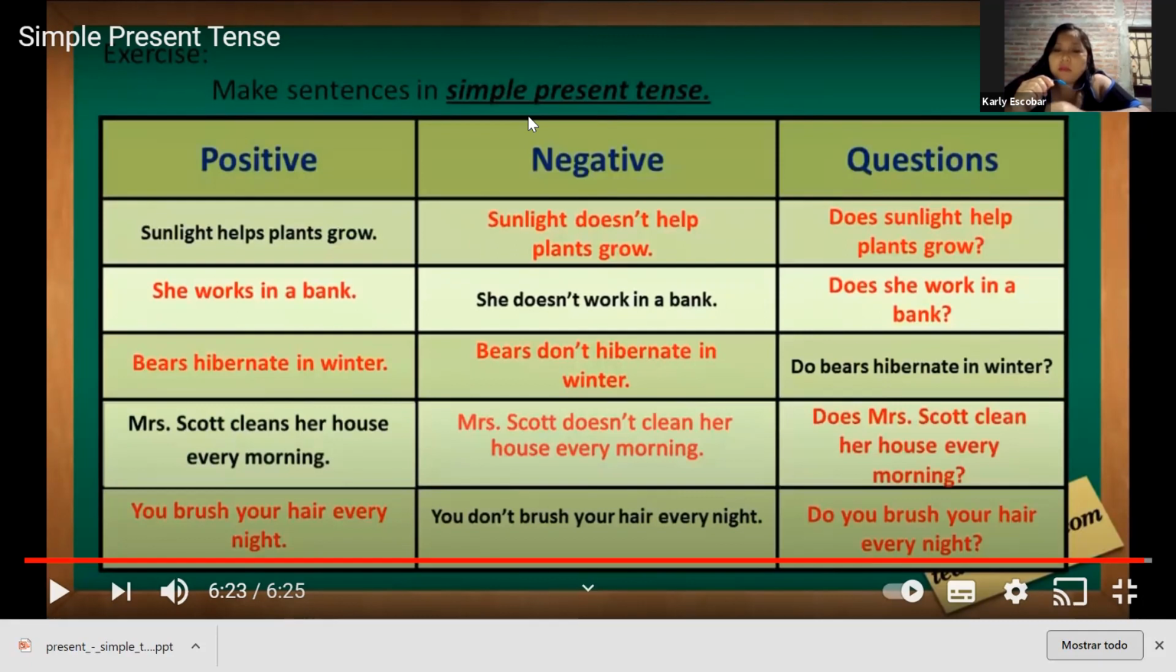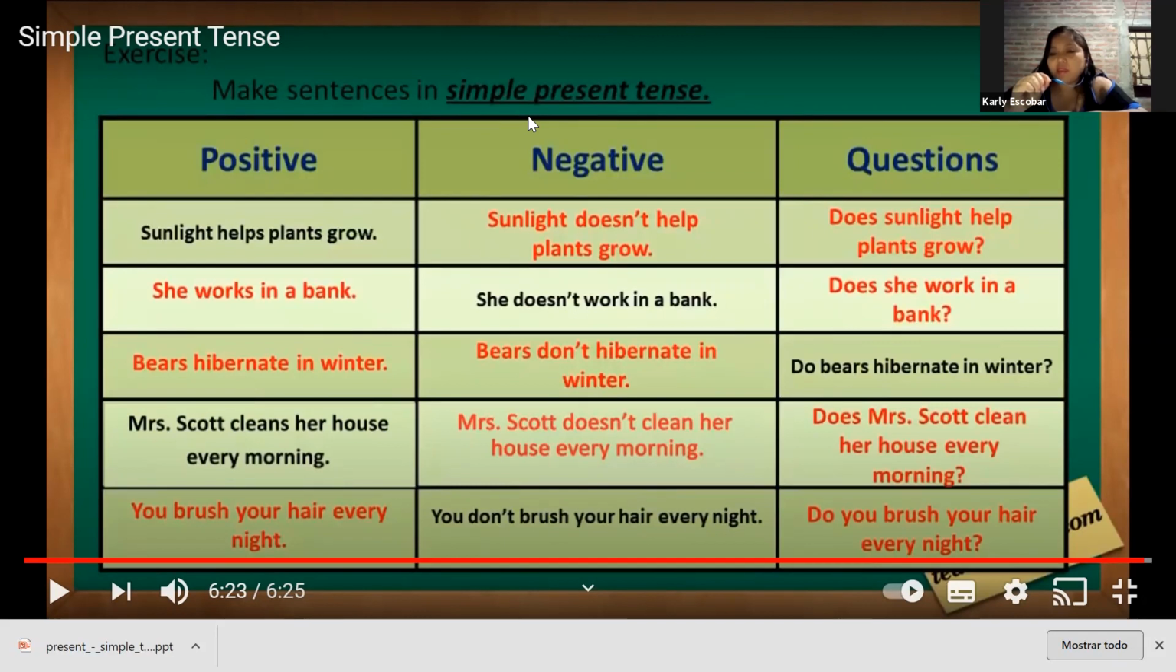Positive. Birds hibernate in winter. Okay, what is the correct pronunciation? Hibernate or hibernate? Hibernate. Okay, repeat, please. Birds hibernate in winter. Okay.